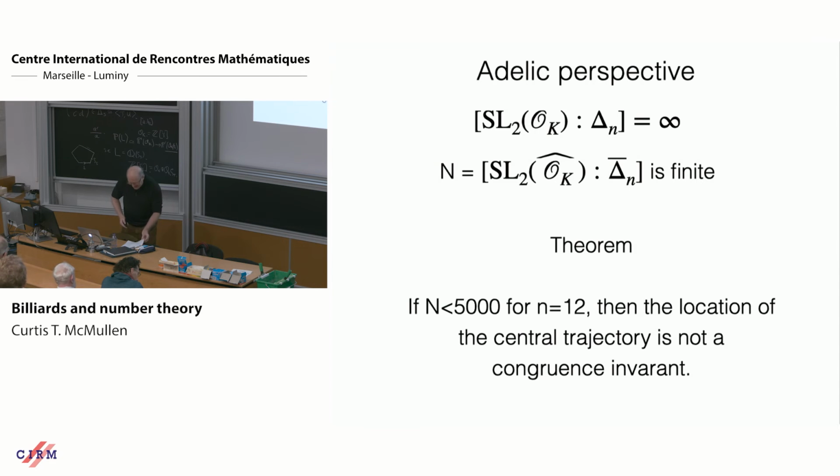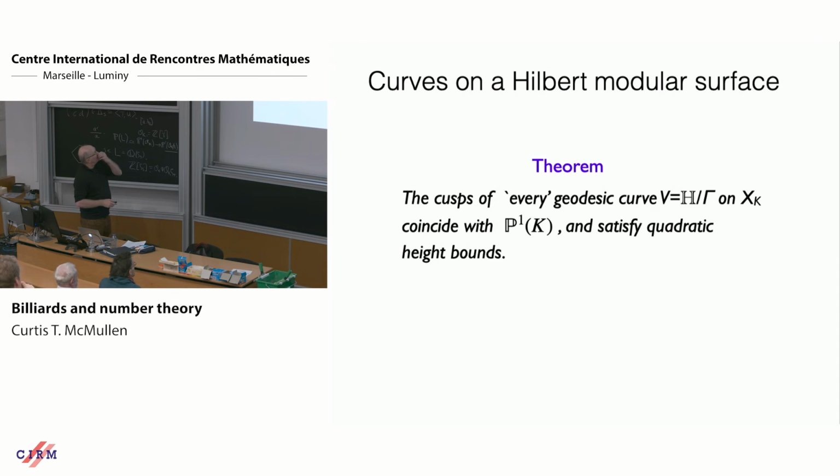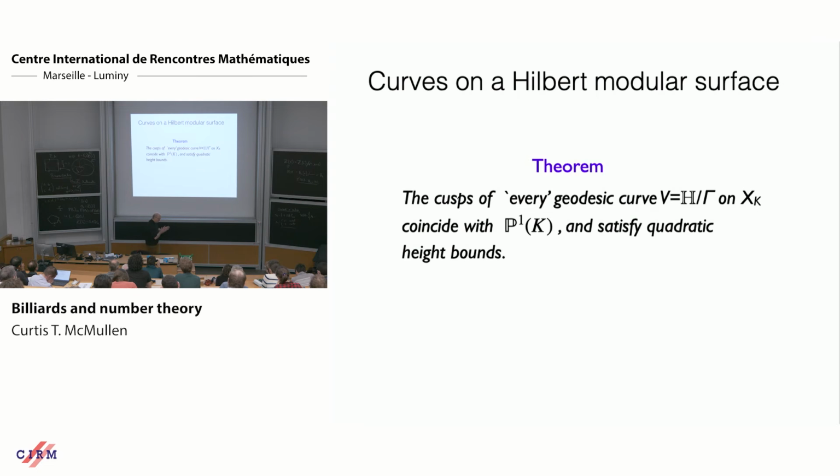So let me end. I want to finish with a topic that is more analytical, but also relevant to all these billiard things. So hidden in the background of this theory is a discussion of curves on Hilbert modular varieties. And I don't want to belabor the technical background behind this. I want to get to some sort of concrete discussions. But here's the theorem I want to share with you.